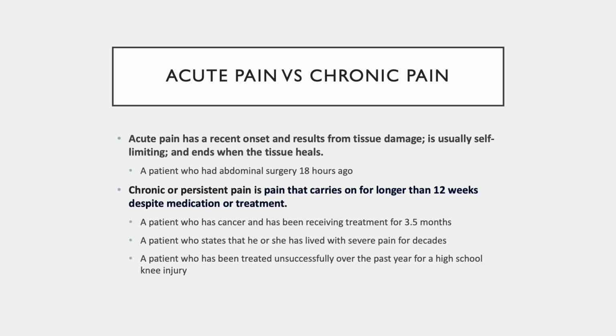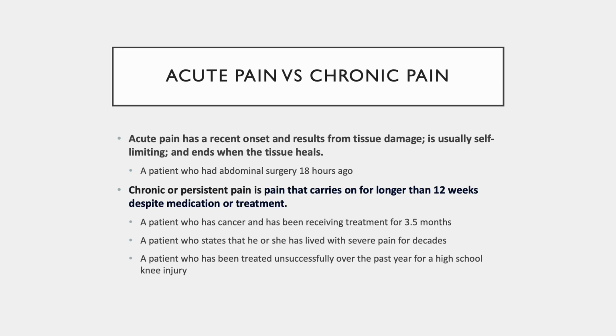So a person who's had a surgery of some sort in the last 24 hours or less, that would be considered an acute onset of pain, versus a chronic or persistent pain, which we used to say was the definition of 6 months or greater, but it's actually 12 weeks or greater. And it is a condition that persists despite medication or treatment.